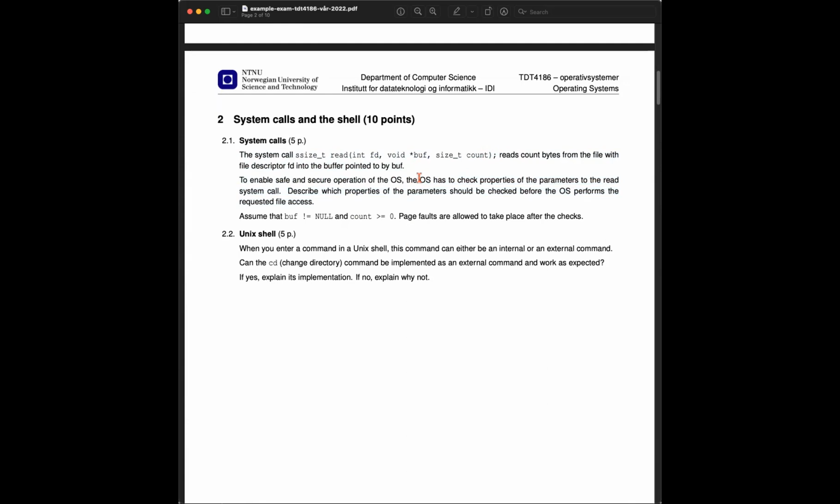And we talked about the Unix shell. This task will be about internal and external commands. Here you're expected, and if you implemented the shell, you should know this. So here's a relation again to the practical exercise. You're expected to explain if the change directory command can be implemented as an external command and work as expected, so really change the directory inside of the shell. If yes, explain it. If no, explain why not.